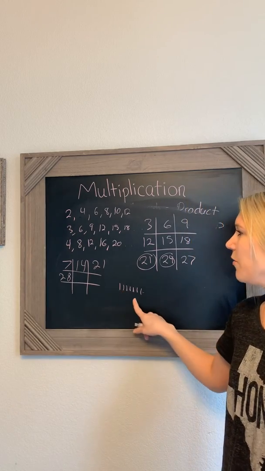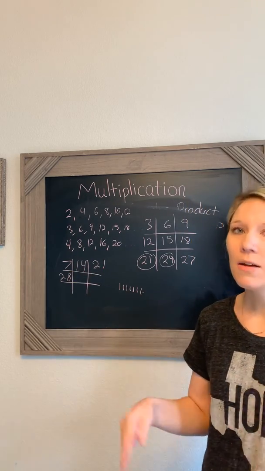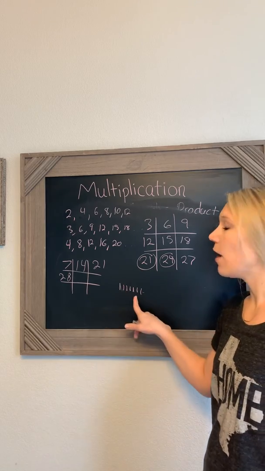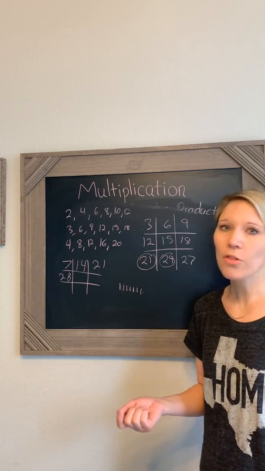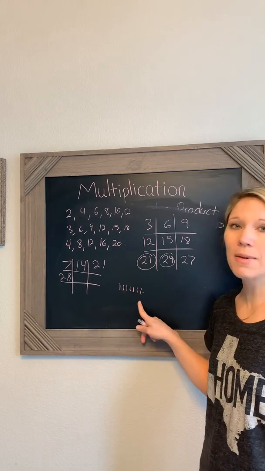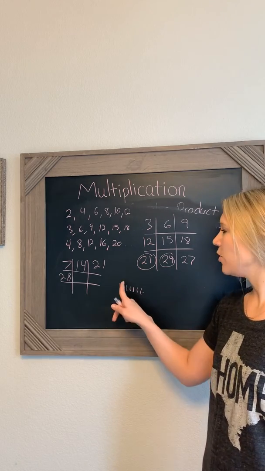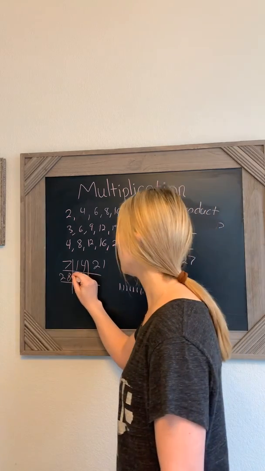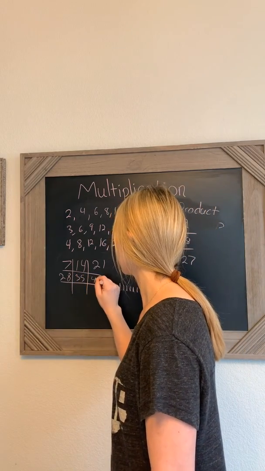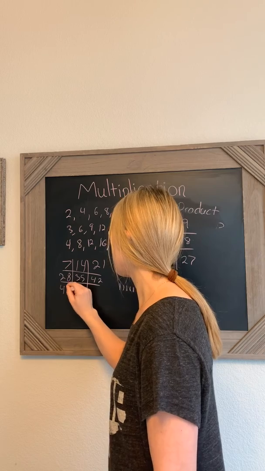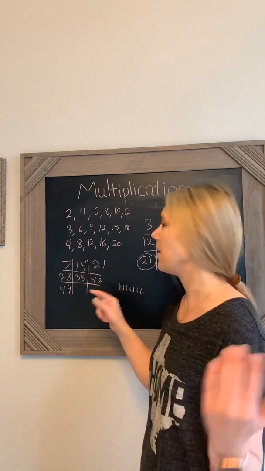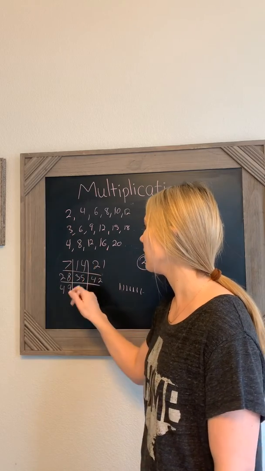So if you can't remember how to count by 7, 7, 14, 21, 28, 35, and so forth, then you can do your slashes, but you don't need to make 35 slashes. If you're counting by 7s, just make 7 and just count them over and over again. When you put them in your tic-tac-toe board, then you say 7 times 7. 1, 2, 3, 4, 5, 6, 7.